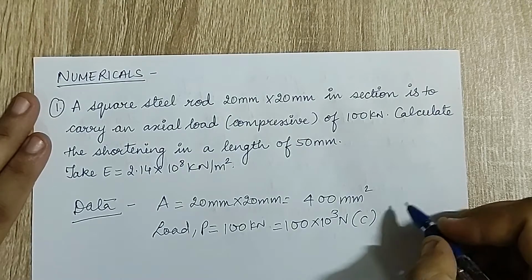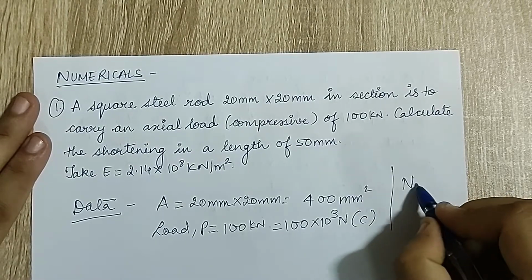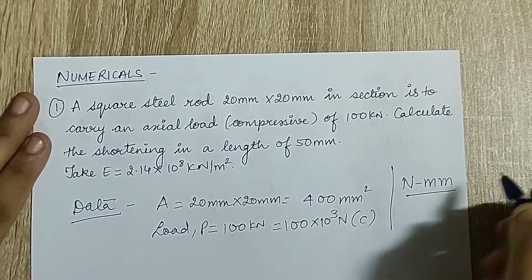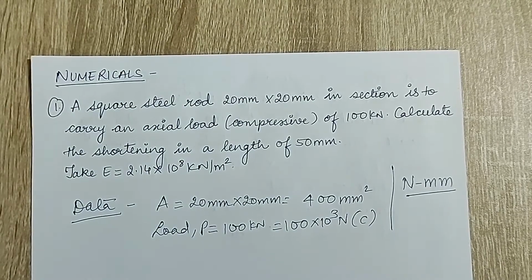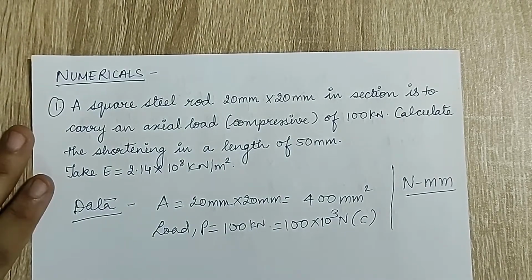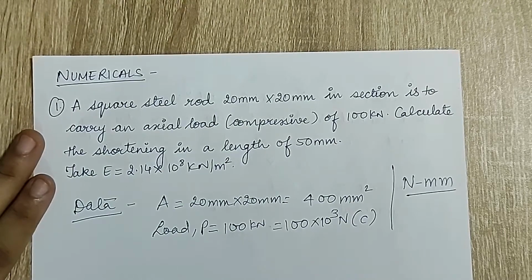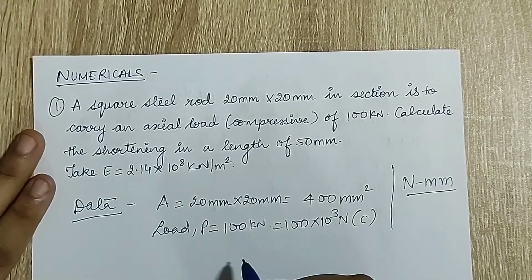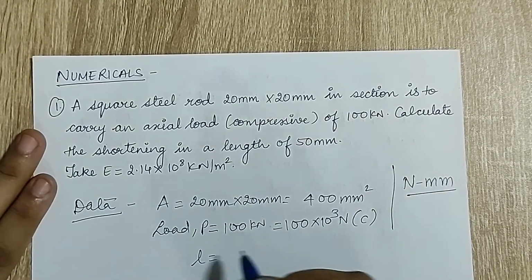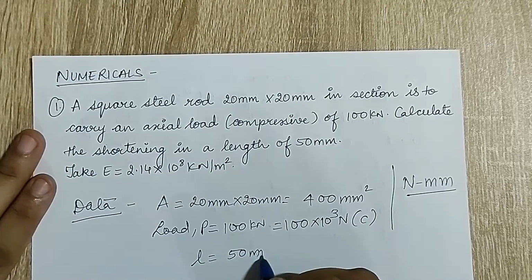Please note that in strength of material, I will be solving all numerical preferably in Newton and mm format. You can use any other format of your choice. I will be just bringing them down to Newton and mm format so that it is easy for me to solve. Calculate the shortening in length of 50 mm. So the length L is given as 50 mm.